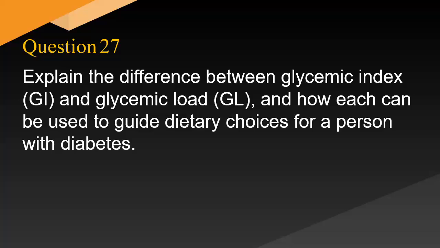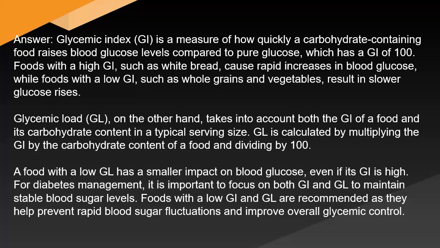Explain the difference between glycemic index (GI) and glycemic load (GL) and how each can be used to guide dietary choices for a person with diabetes. Answer: Glycemic index is a measure of how quickly a carbohydrate-containing food raises blood glucose levels compared to pure glucose, which has a GI of 100. Foods with a high GI, such as white bread, cause rapid increases in blood glucose, while foods with a low GI, such as whole grains and vegetables, result in slow glucose rises.